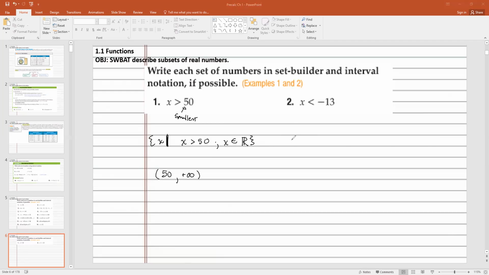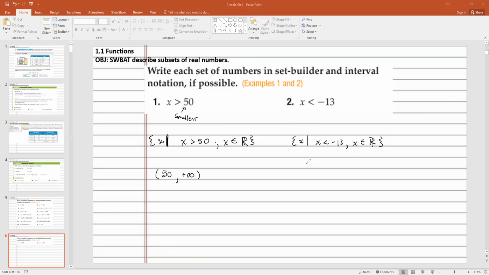All right. And then likewise, number 2, you have the variable x such that, and you put the rule, x is less than negative 13, comma, and x is an element of real numbers.